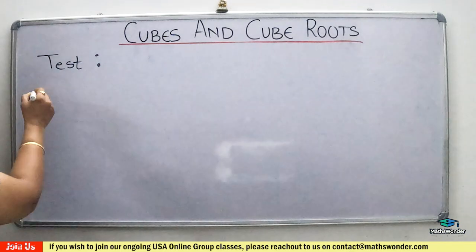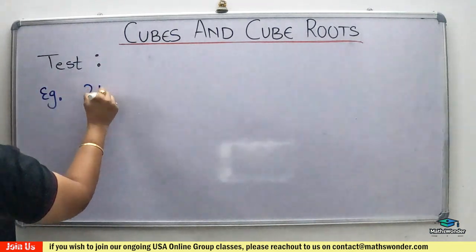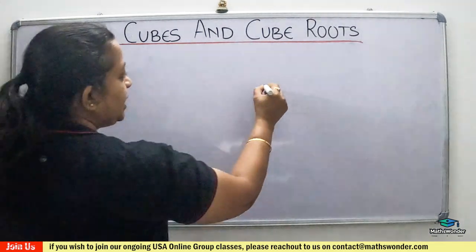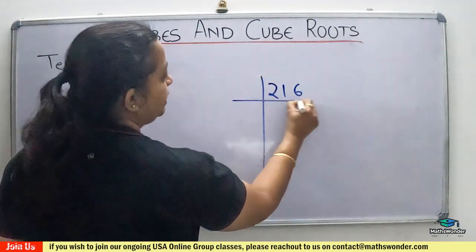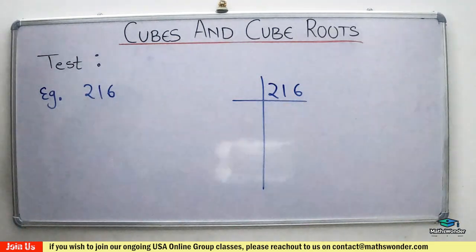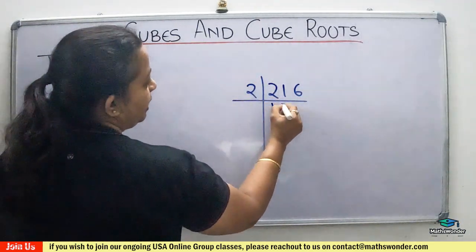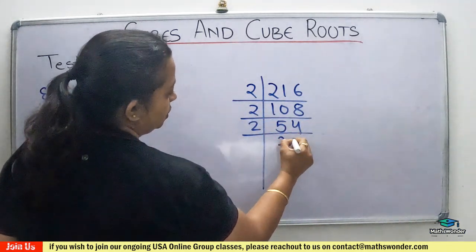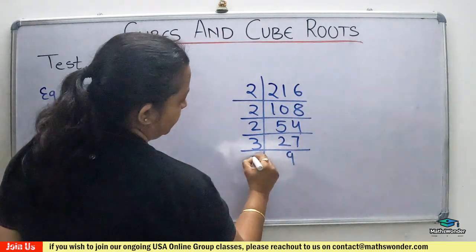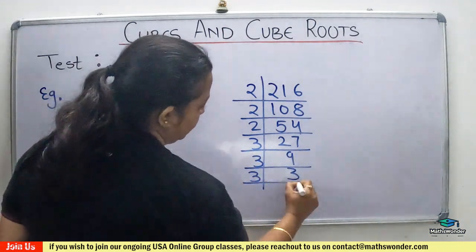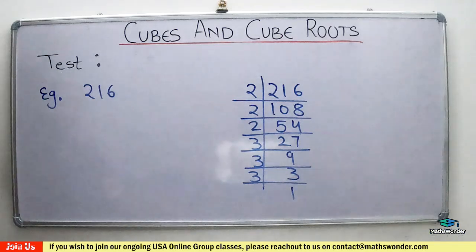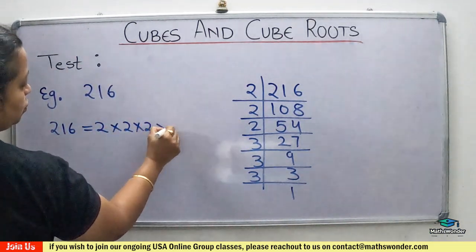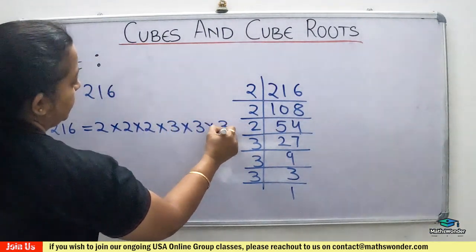For example, 216. Now find the prime factorization. This is the normal method. I will give you the other method also. Now find the prime factorization of 216. So 2 gives 108, then 2, then 2, then 3, then 3, then 3, right? So what is the prime factorization of 216? You can see here 2 times 2 times 2, 3 times 3 times 3, right?